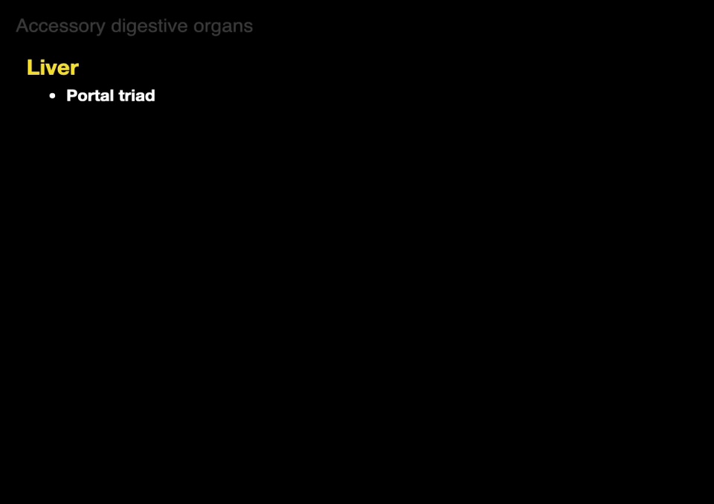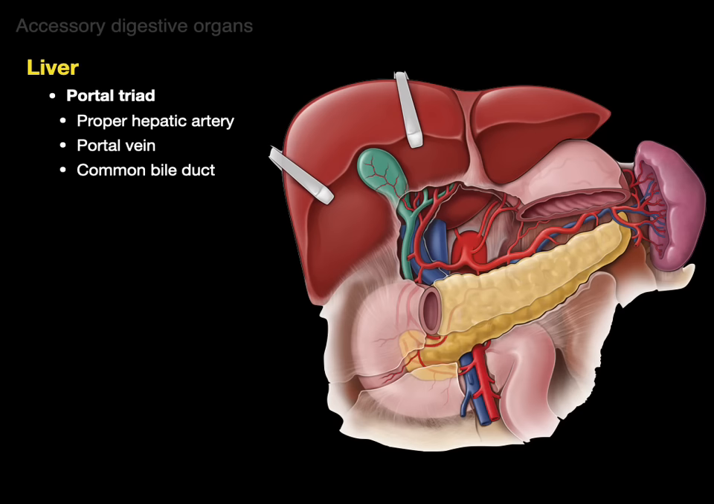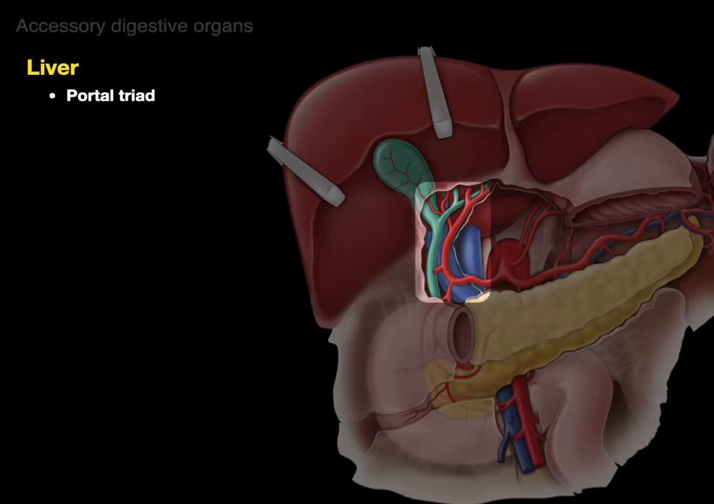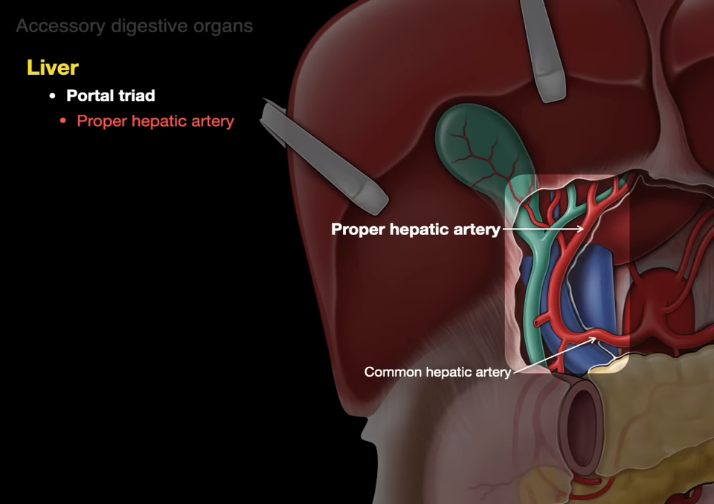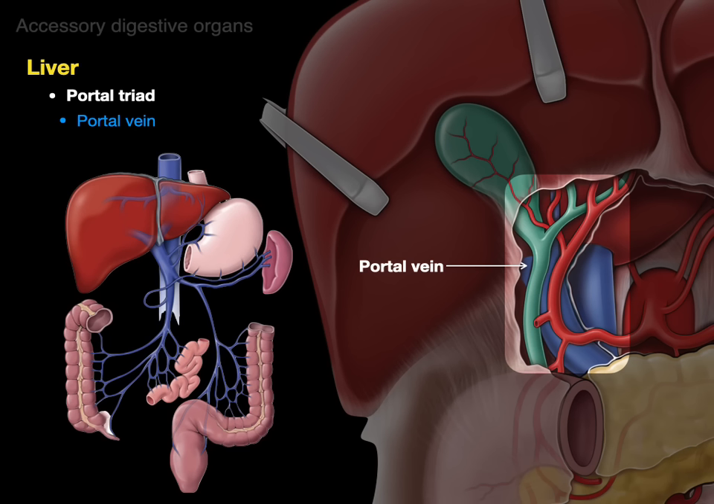Now, the portal triad consists of the proper hepatic artery, the portal vein, and common bile duct. So there, and we'll view in a little bit closer, there is the proper hepatic artery that comes off the common hepatic artery, a branch off the celiac trunk. And then there's the portal vein, which is the union of the splenic and superior mesenteric vein. This is what's draining all blood from the GI tract.